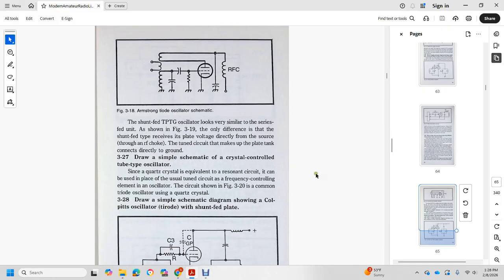Since quartz crystals have equivalent resonance circuits, they can be used in place of the tuned circuit as the frequency control element in the oscillator circuit, shown in figure 320, a common tuned triode oscillator using a quartz crystal.